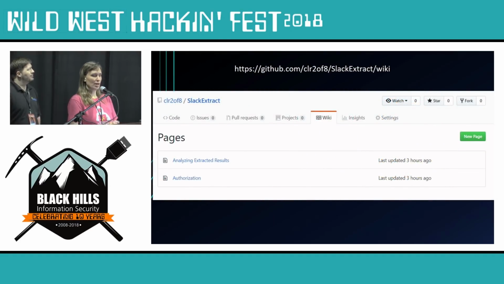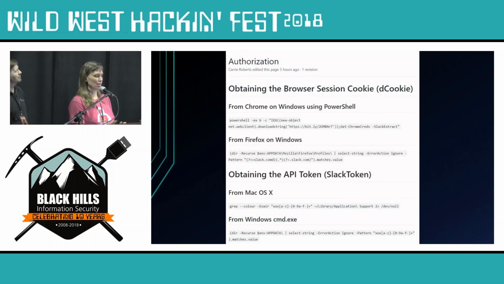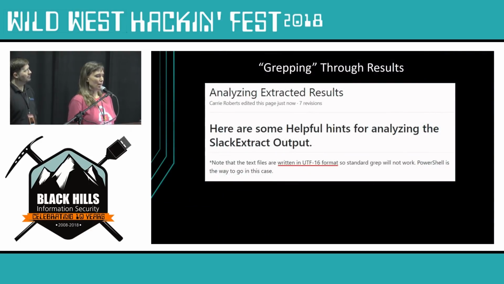So back on that wiki, right now I have 2 wiki pages. I'll keep this updated with relevant information, but one is about authorization, so all those notes on how to get your D-cookie or token, and then some tips on analyzing your results after you've pulled everything down. So first is authorization, and this is straight from that slide, getting your D-cookie or getting your Slack token. And then analyzing the results.